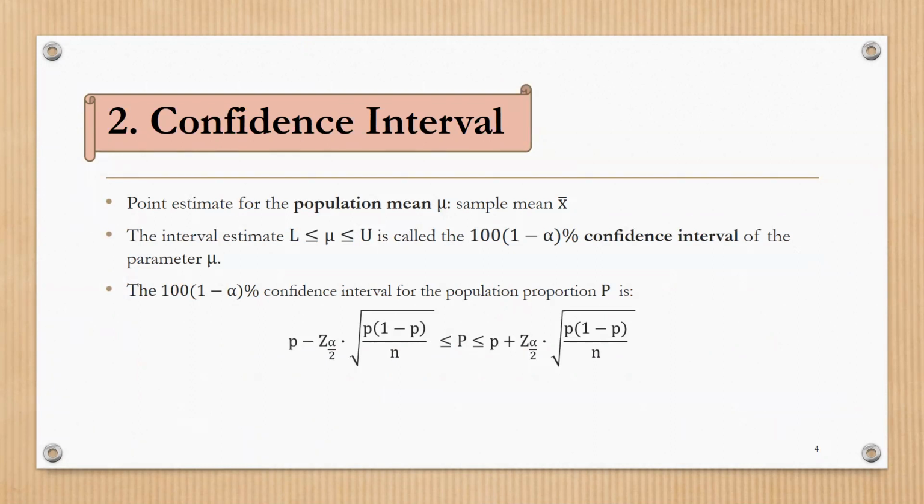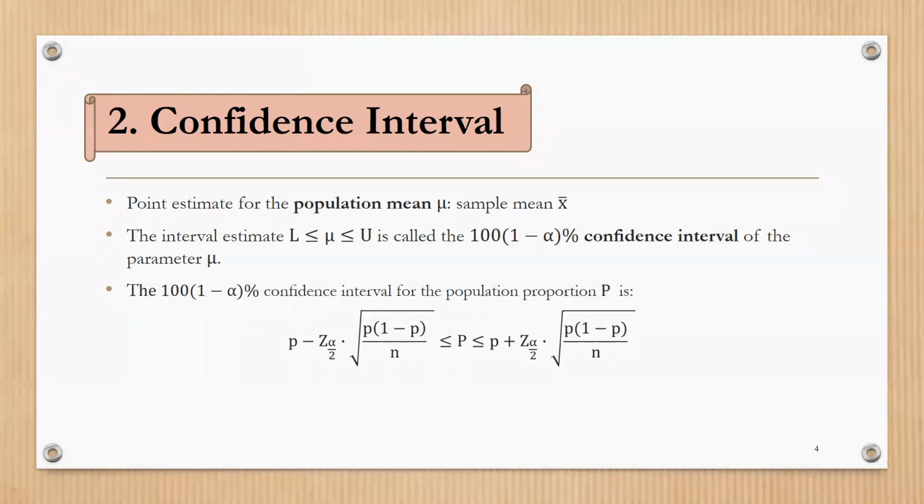Next, let's talk about confidence interval. A point estimate for the population mean mu is the sample mean. So this is the point estimate. But if we want to make an interval estimate for the population mean mu, then we are going to make two values, a lower and an upper value, whose range covers the population mean mu. So this is called the confidence interval for the parameter mu.